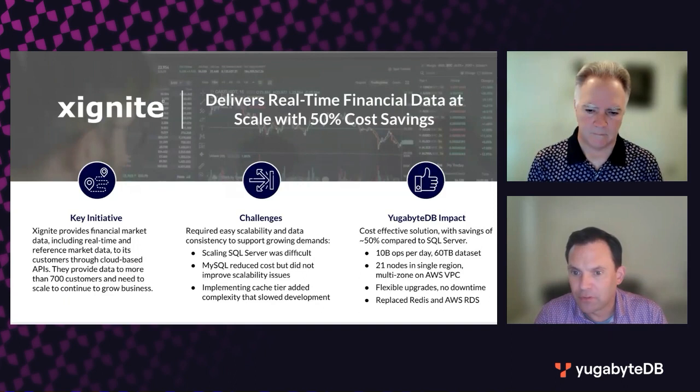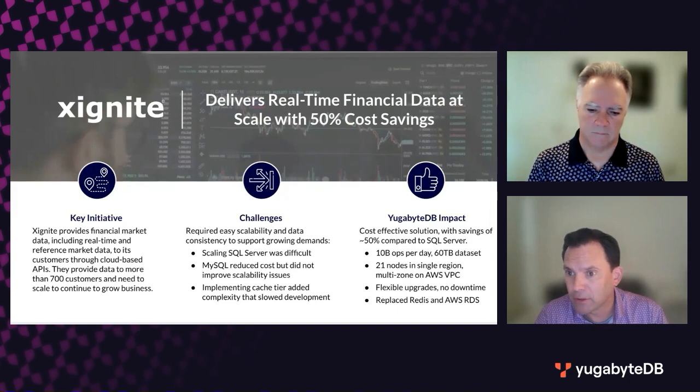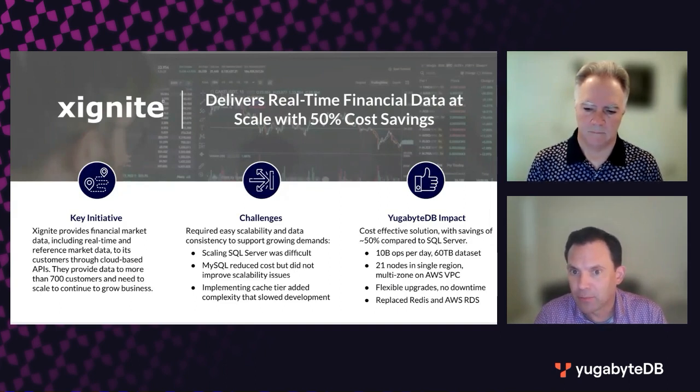So they've since implemented YugabyteDB. They've achieved all of their operational goals and performance goals. They've achieved a lot of savings, about 50% compared to AWS RDS, and they have a global footprint of Yugabyte in their stream processing.